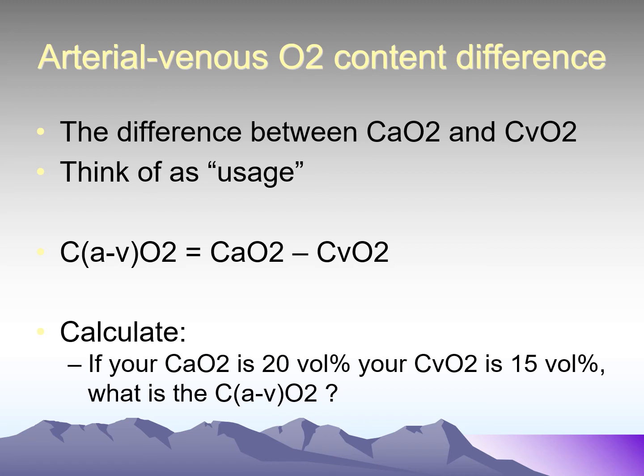What about the flip side? What is going to decrease the usage, which would result in a higher number? So anything that's going to slow your metabolism. Okay, things like hypothermia, peripheral shunting, and certain poisons.